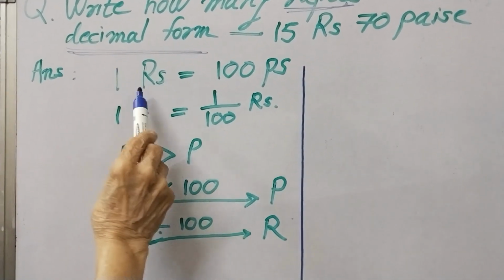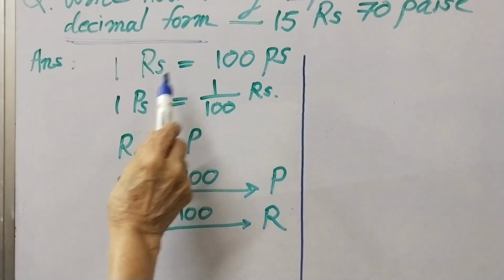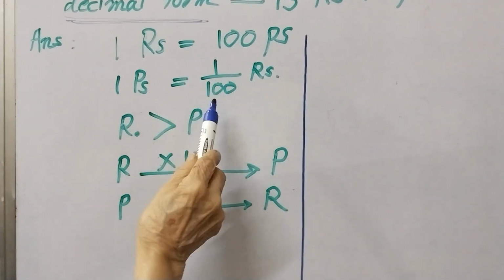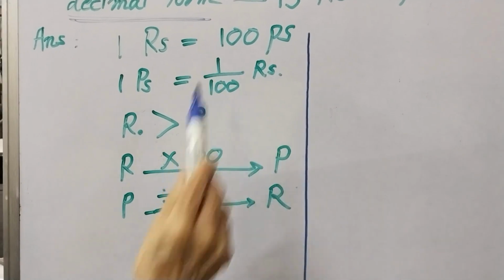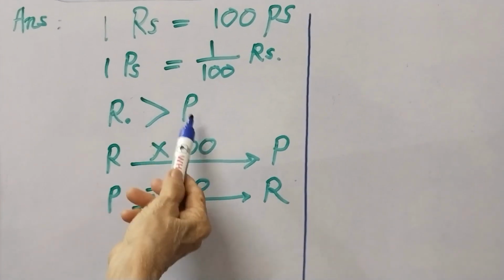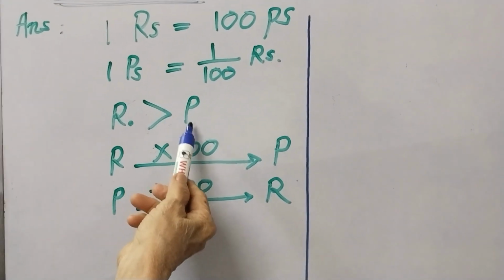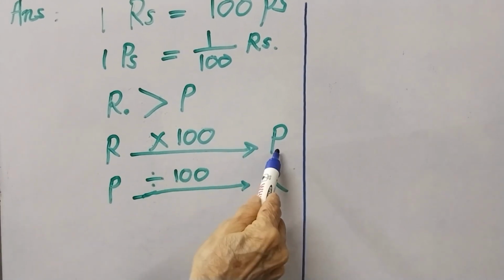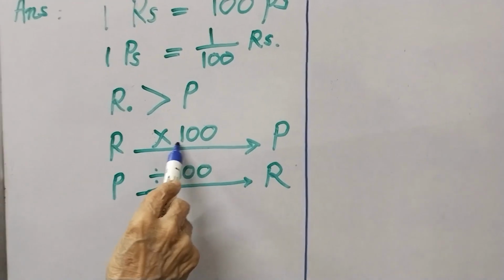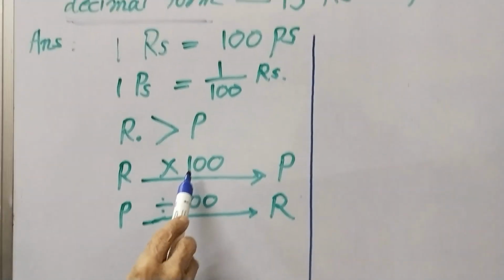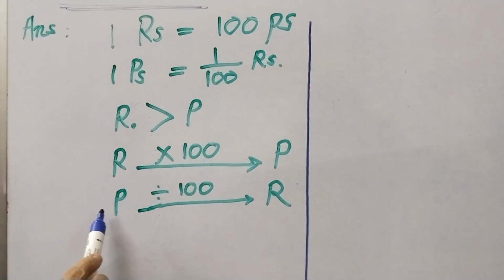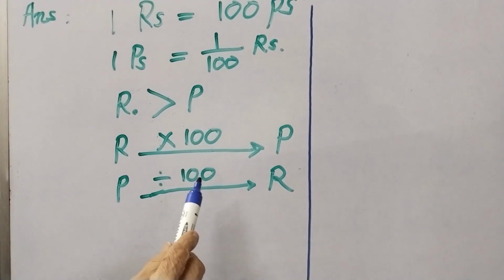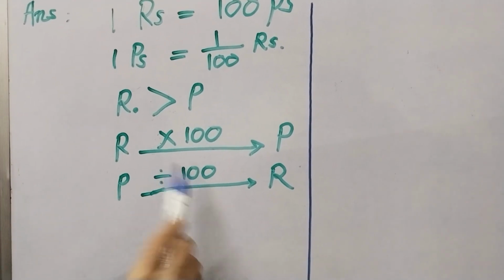Relation between rupees and paisa. 1 rupee is 100 paisas, and 1 paisa is the 100th part of a rupee. That means a rupee is bigger than a paisa, and hence when we have to convert rupees into paisas, we will have to multiply by 100 because the relation is of 100. And when we have to convert paisa into rupees, then we will have to divide by 100.